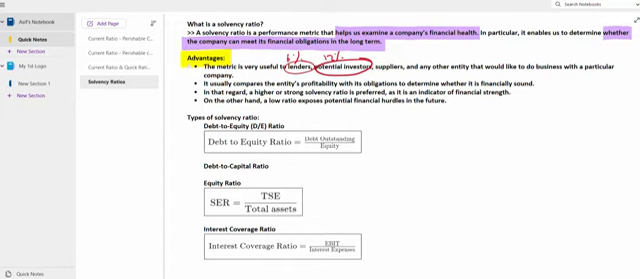Next are suppliers, because suppliers provide businesses with raw materials and supplies to make their product and sell it to the customers. But in general, with big businesses, suppliers provide long credit lines like 30 days, 60 days, 90 days. So they are also very much interested in solvency ratio, knowing whether their customers, or the businesses they are dealing with, will be able to pay their money back on time or not.